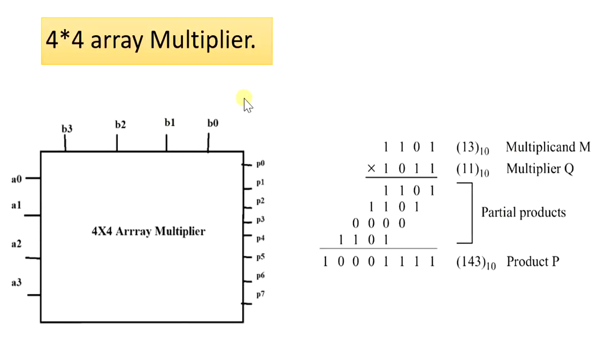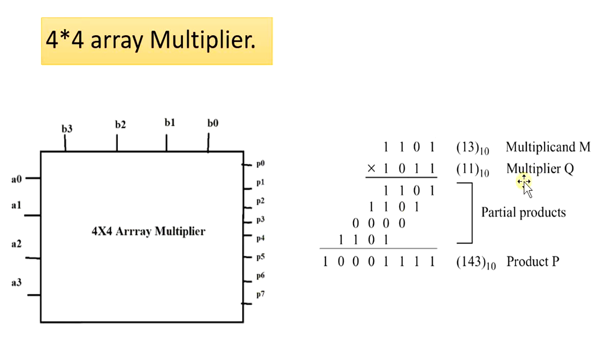First we have the 4x4 array multiplier. The block diagram clearly shows that we have two inputs A and B. One is the multiplicand and the other is the multiplier. A is 4 bits, B is also 4 bits, and at the output you will get a total of 8 bits. That is because, as we have seen earlier, the size of the product is equal to the size of the multiplicand plus the size of the multiplier. So that is why you obtain 8 here.